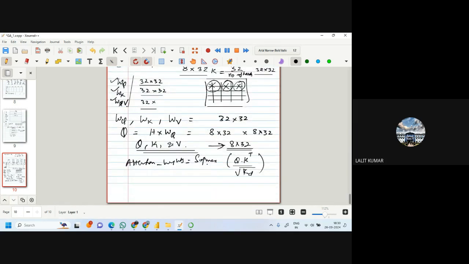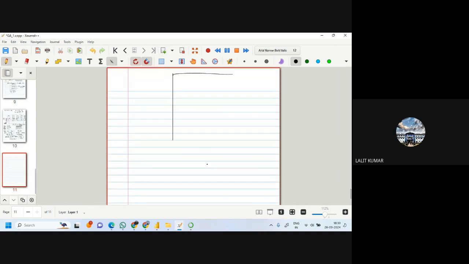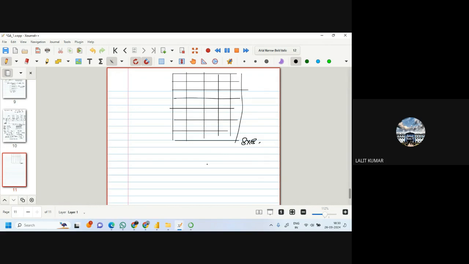So check the size. What will be the size of the attention heads? Q is 8 into 32, K is 8 into 32, so you get 32 into 8. So this attention weight becomes 8 into 8. Is that okay? So these are the weights now. It has found the relationships between the words amongst themselves. So there are 8 words, and now it gets the scores.